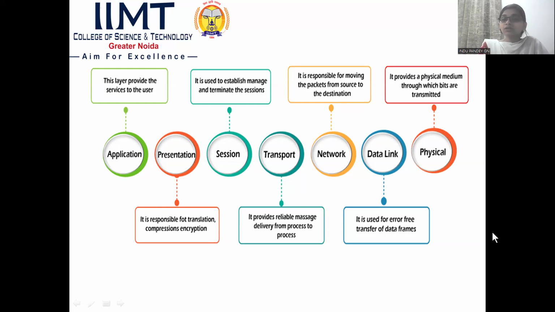The data link layer is used for error-free transfer of data frames. The network layer is responsible for moving packets from source to destination. The transport layer also provides a similar functionality to the network layer. It provides reliable message delivery from process to process. The session layer is established to manage or terminate a session. The presentation layer is responsible for translation, compression, and encryption of data. And last but not the least, the application layer is the user interface through which the user interacts with the website or channel.